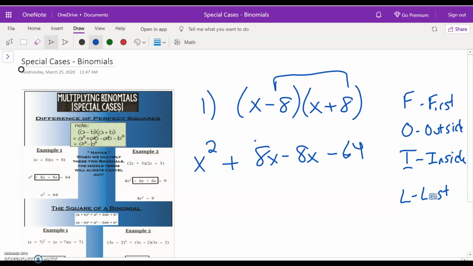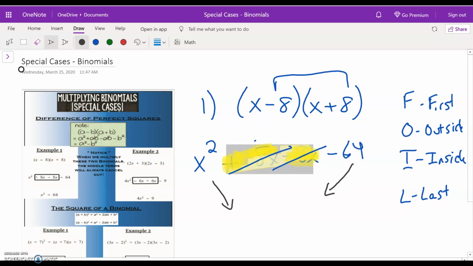Now, what I want you guys to take a look at with this special case, and these are the difference of perfect squares, is that when we go ahead and multiply these together using whatever method you choose, I want you to notice what happens with the middle terms here, that we have a positive 8x and we have a negative 8x. So what actually happens is when we combine those, that's equal to 0. So what we're able to take out of this is the x squared drops in, then negative 64 drops in, and our final solution is x squared minus 64.